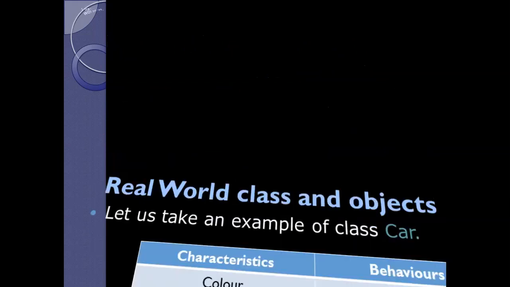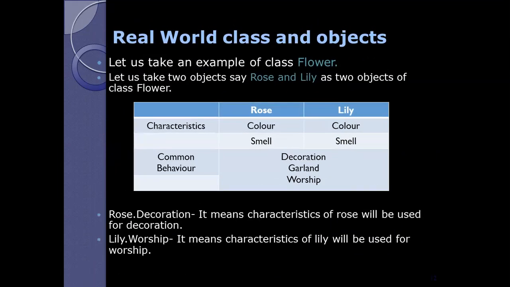Let us take one more example. Now here we are taking the flower as a class. So flower as a class has two objects, say rose and lily. Again, we can see that rose and lily will have different characteristics, whereas their behavior is common. That is, they can be used for decoration, for making a garland, or for worship.